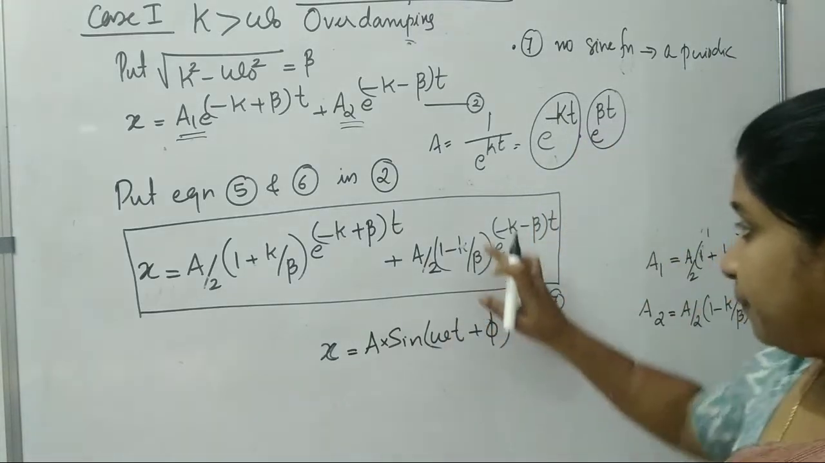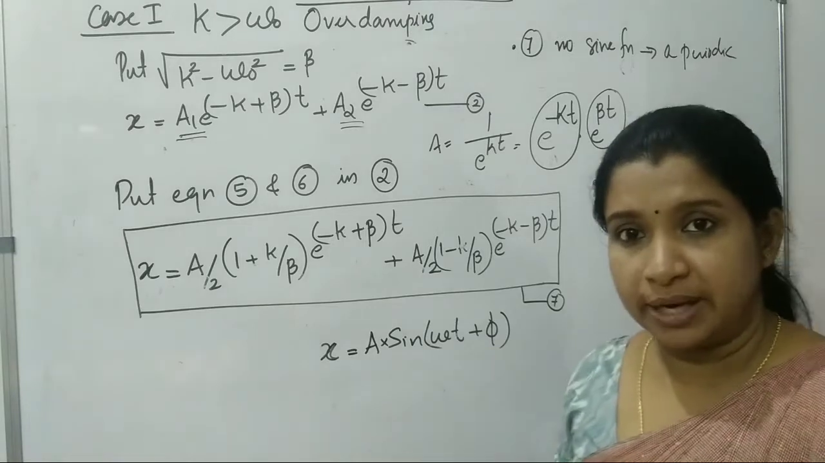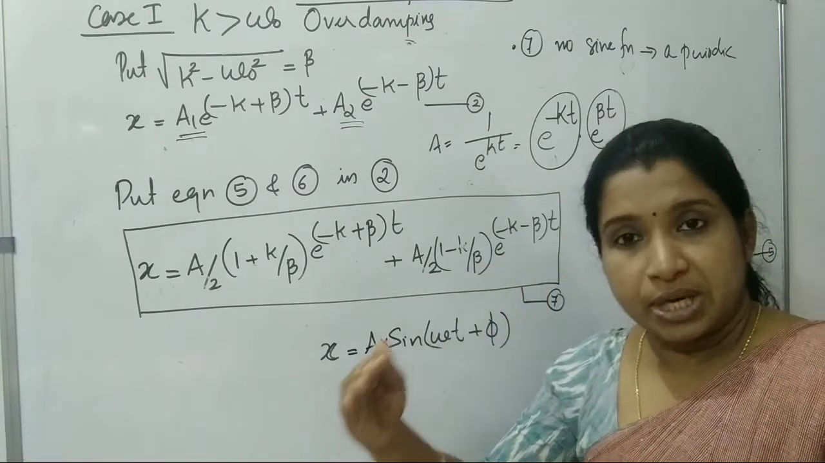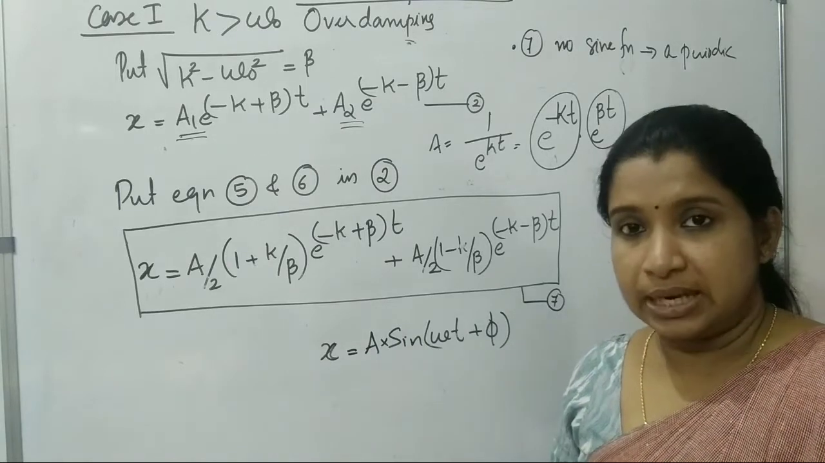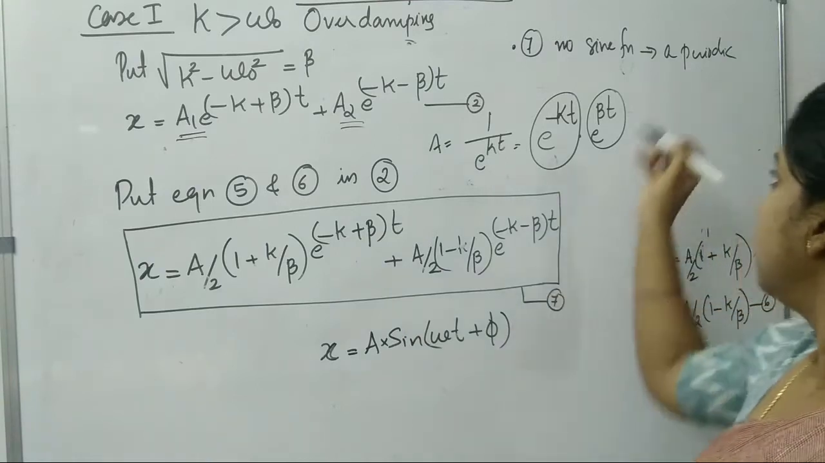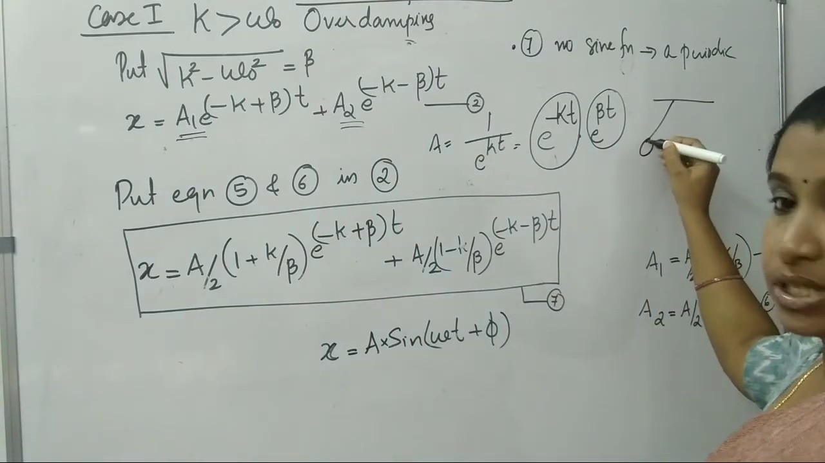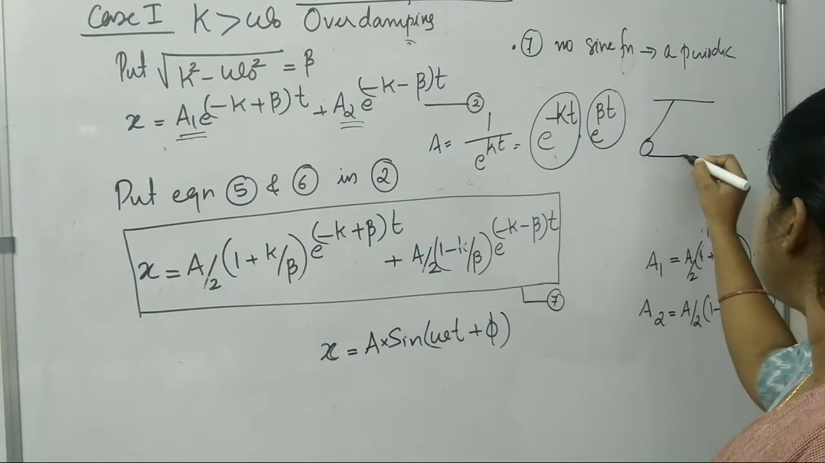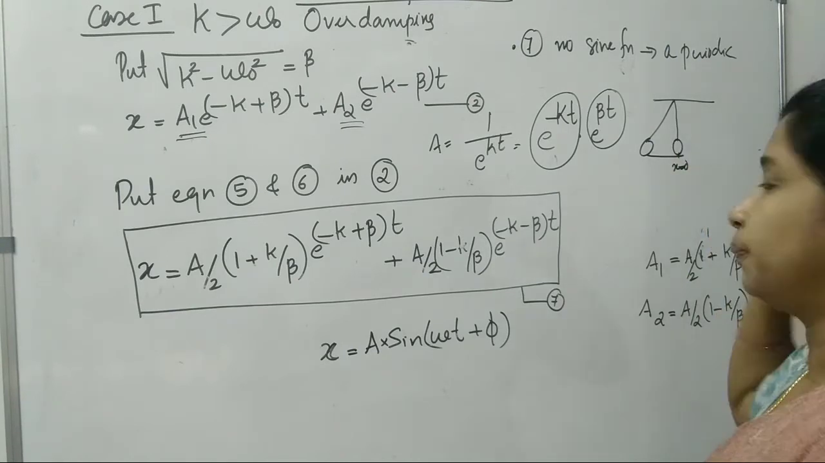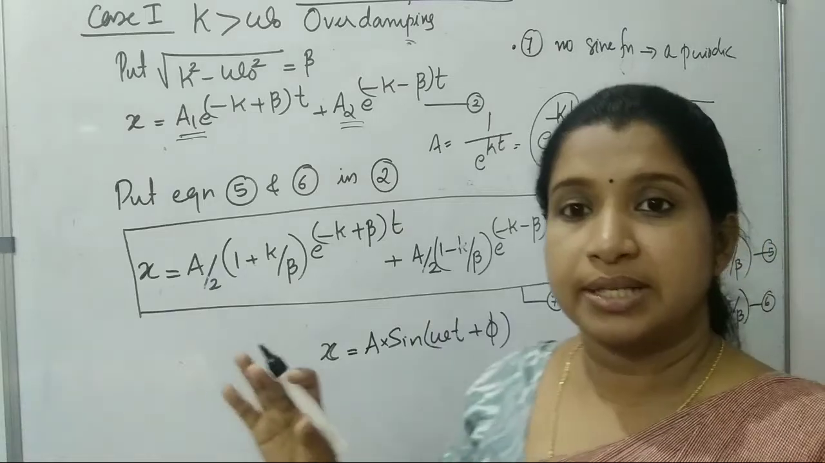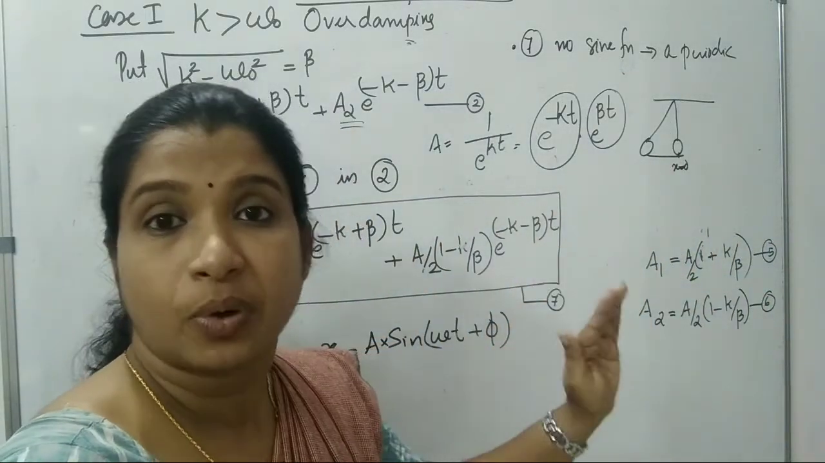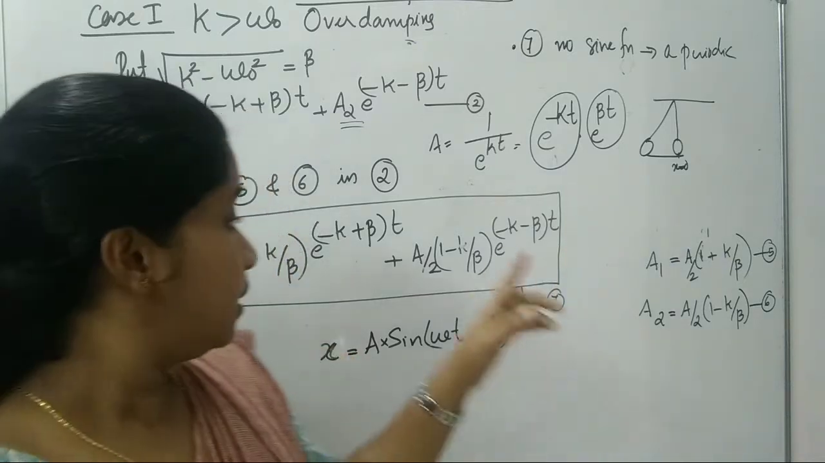Okay, so from this equation, we can explain the motion as follows. Due to the absence of sine function, the motion is aperiodic or non-oscillatory. That means it never crosses the equilibrium position. This is the extreme position. When we release the body, it slowly comes back to equilibrium position x equal to 0, and the oscillation dies out. That means the motion stops at the equilibrium position. It never crosses the equilibrium position.